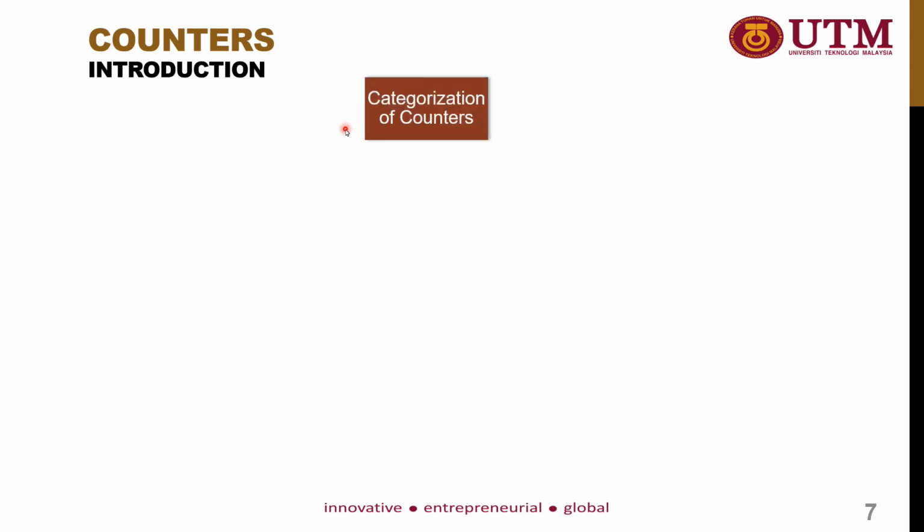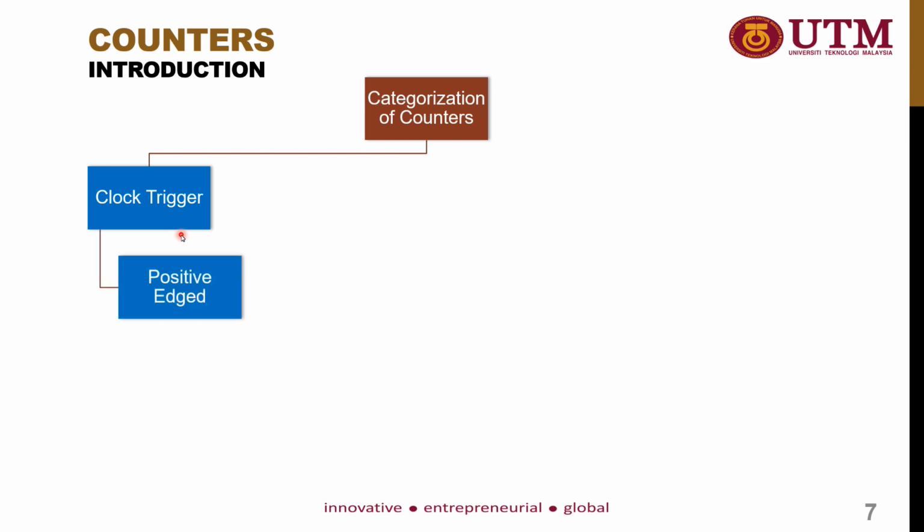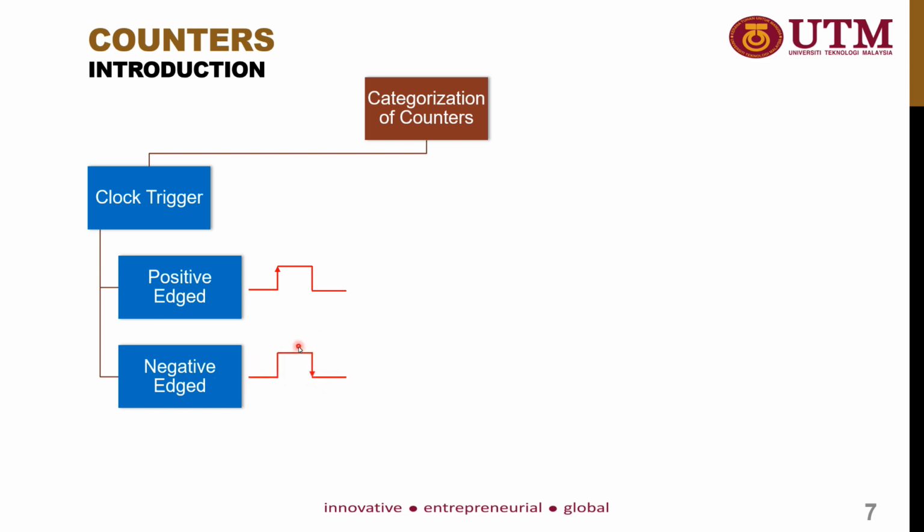Next is the categorization of counters. Counters can be categorized into several categories, such as the clock trigger. For the clock trigger, we have positive edge, which is triggered only at the rising edge, and then we have negative edge, where the output will count only at the falling edge. So if the counter is positive edge, the count will be conducted only at the rising edge, and for negative edge, the count will be conducted on the falling edge.